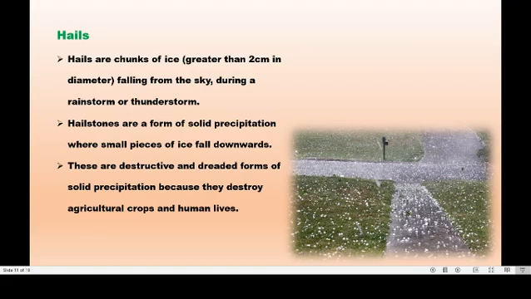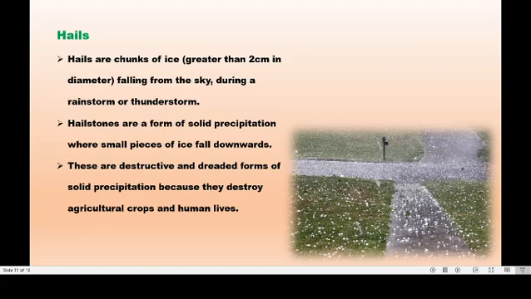And the next form of precipitation is hails. Hails are like a chunk of ice. It means ice cubes that fall from the sky. Such hails can be witnessed during hailstorms or thunderstorms. It is a solid form of precipitation where small pieces of ice fall down from the sky, and they are more destructive and more dreaded.